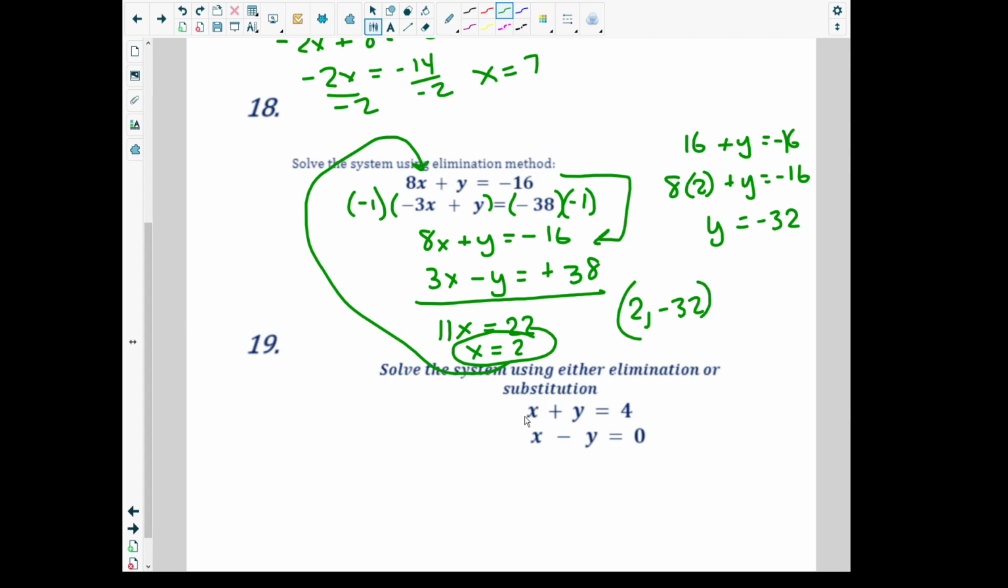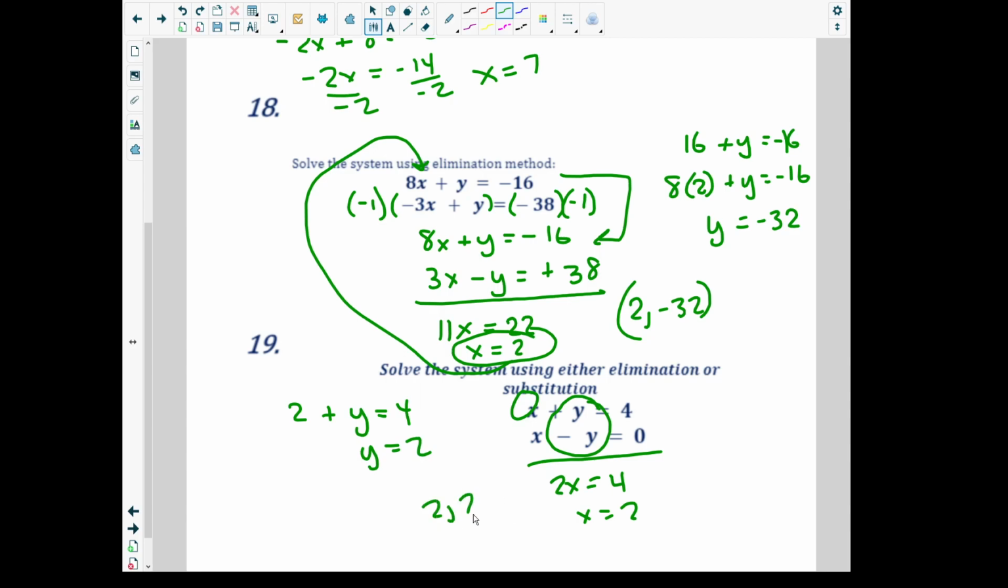Put those both in Desmos and we'll see. Solve either method. I'm going to use elimination method because I already have it set up. These are opposites. So when I add, I get 2x. X plus x is 2x, right? Equals 4. And then x equals 2. What does y equal? Well, I'm going to put a 2 in for x right here. So I'm going to get 2 plus y equals 4. And I'm going to subtract 2 from both sides.